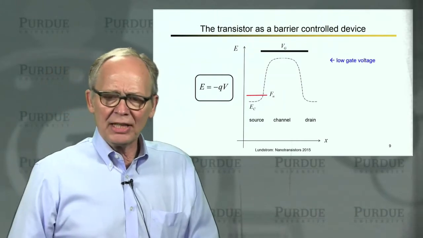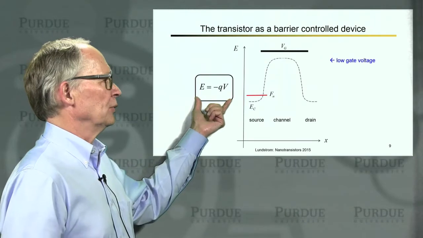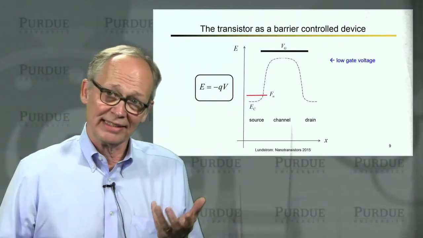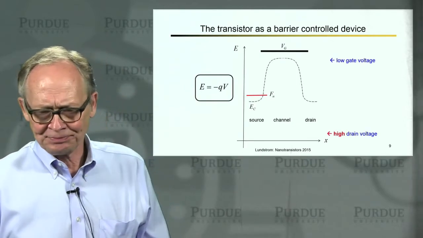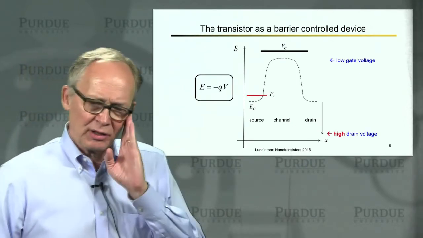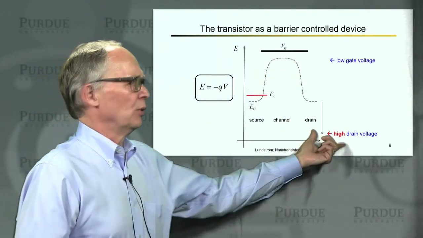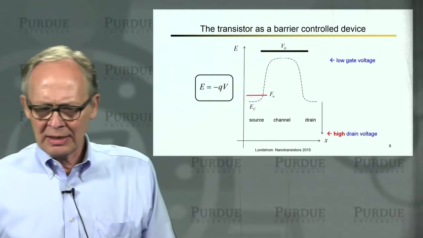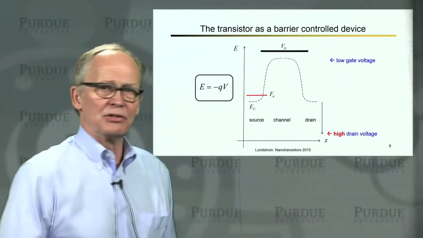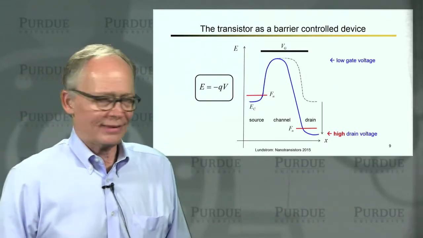Okay, now let's see what happens if we apply a high gate voltage. And the principle is that when the voltage increases, the electron energy decreases because the electrons have a negative charge. Let's see. So, first of all, let's leave the gate voltage where it was, and let's apply a high drain voltage and see what happens there first. So if I do that, the high drain voltage is going to pull everything on the drain side down. All right? So we just pull all of that down.